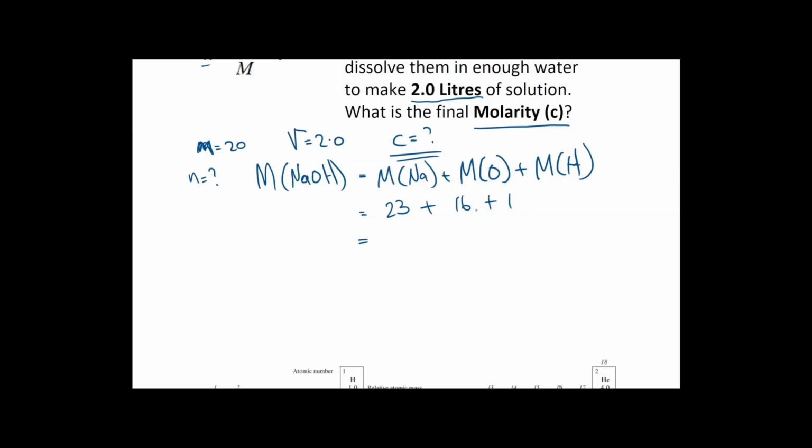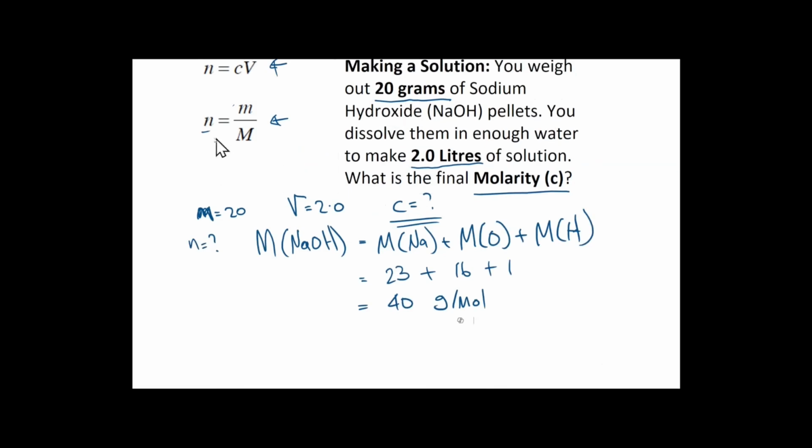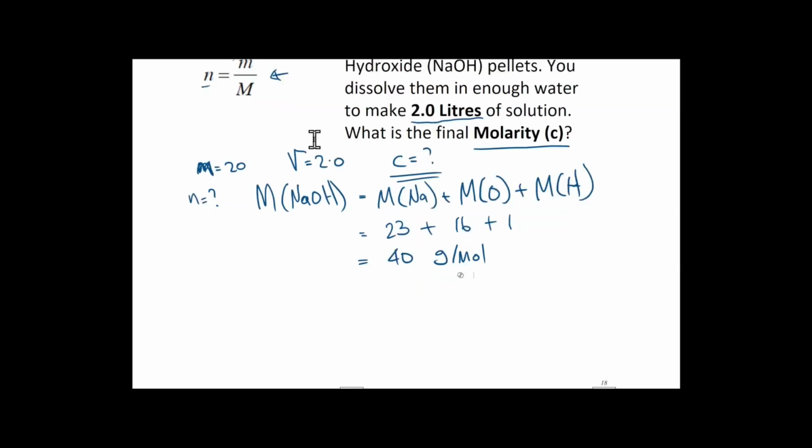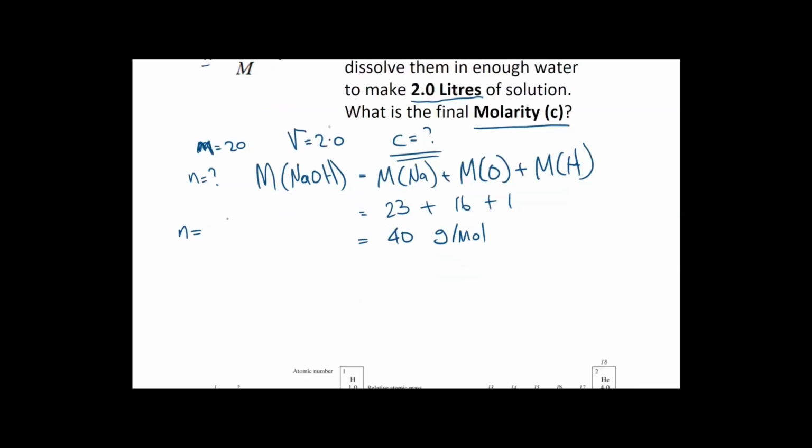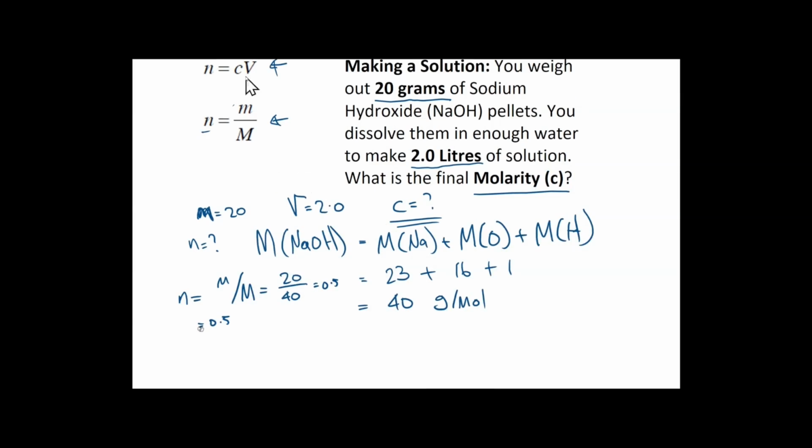So what's it going to be? 17 plus 23 is going to be 40. So this is going to be 40 grams per mole. Now that we've got that, now we can use this equation here to work out how many moles of the substance that we have. So if N equals little m over big M, that's going to be equal to 20 grams over 40 grams per mole, and that's going to be equal to 0.5. So N equals 0.5.